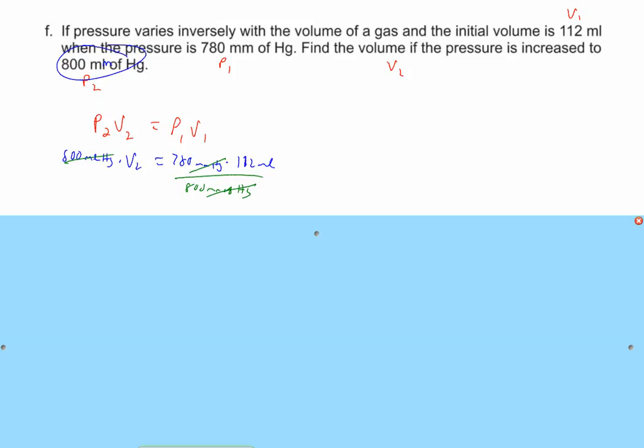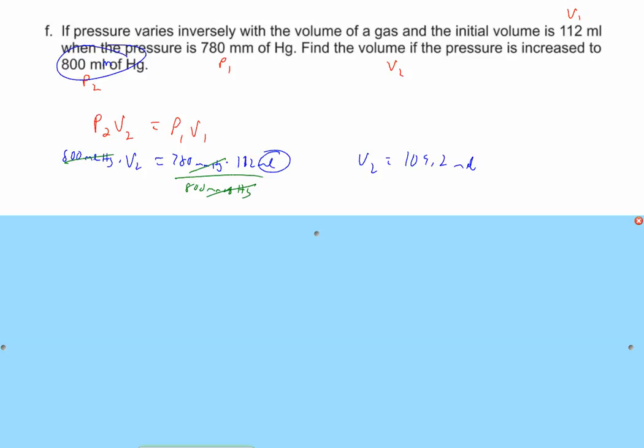Okay, so you just punch the numbers now, right? Just punch it out. You know you're going to end up in milliliters, and I think we end up with 109.2 milliliters. So let's think about the proportion. Again, you're just going to do 780 times 112 divided by 800.